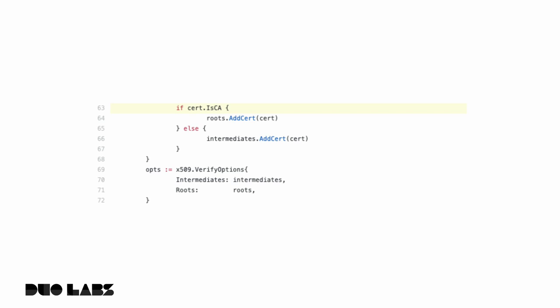This is another Golang library that just checks the flags of a certificate, and if the certificate claims to be a CA, it's added to the trusted root store. This is in Intel's security libraries for data centers.